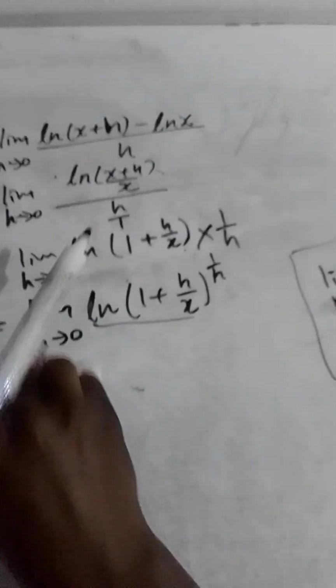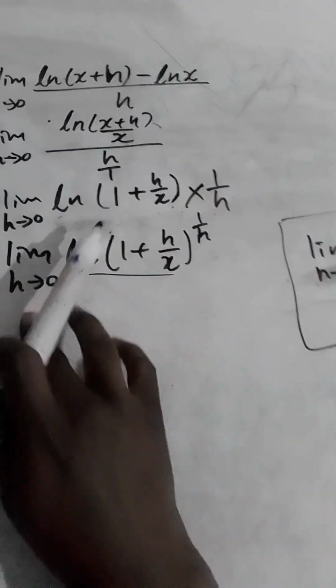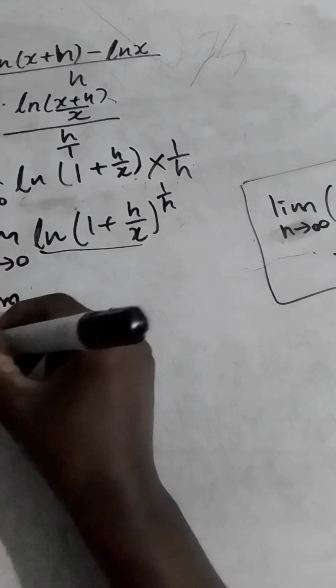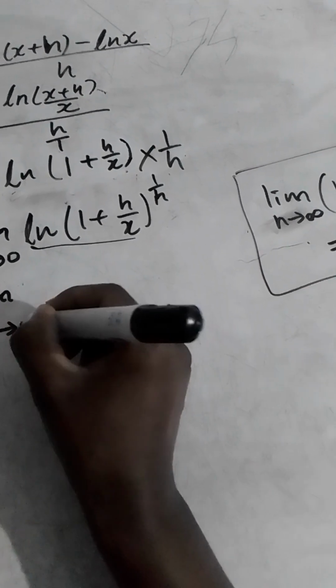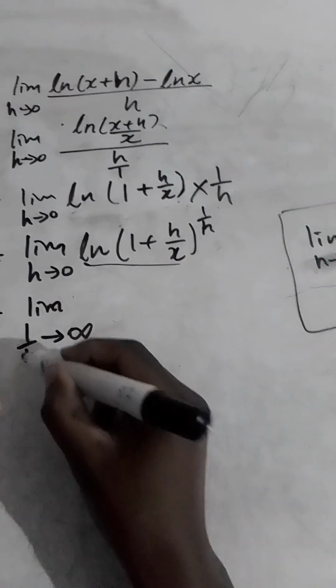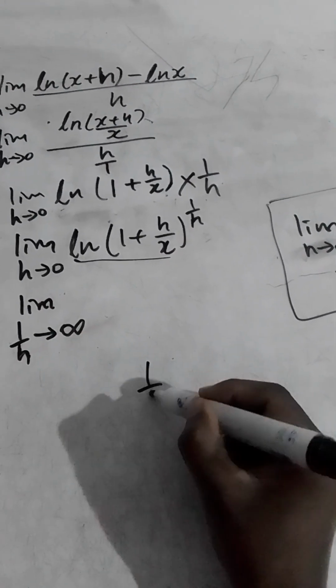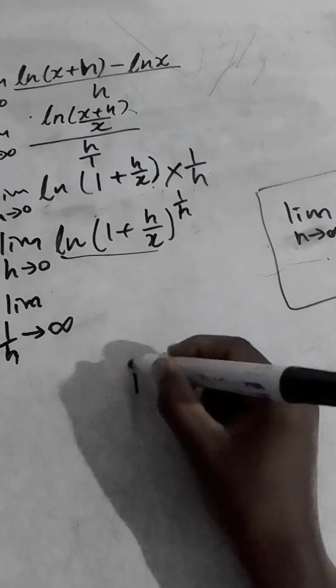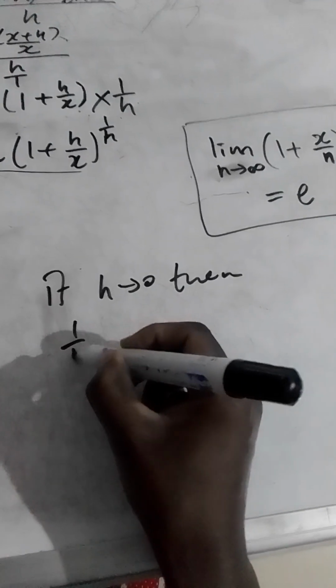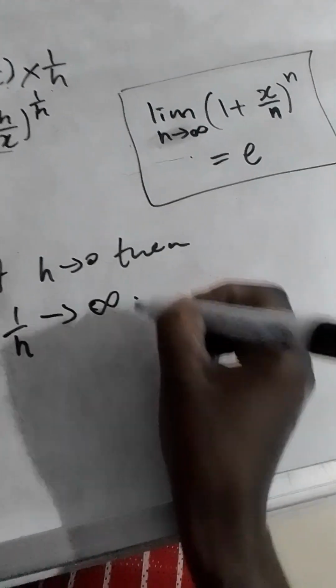So what do we do? We transform this. Here's how we do it. We write limit. If you make this 1 over h, then this goes towards infinity as h approaches 0. So we start by doing what? We change to 1 over h. So we say if h approaches 0, then 1 over h approaches infinity.